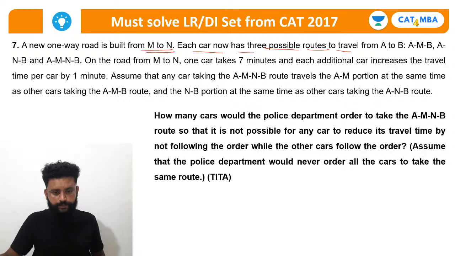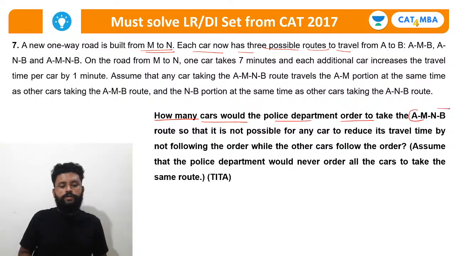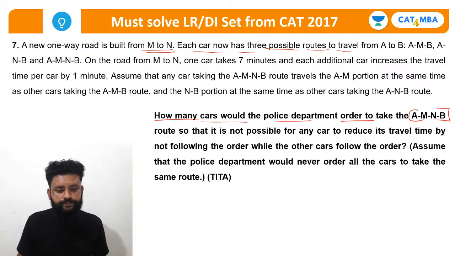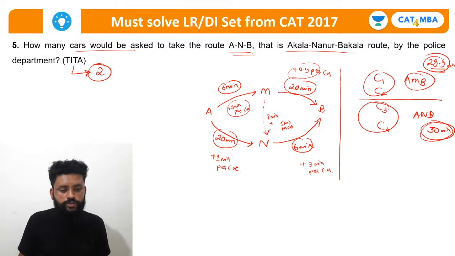We have this. Okay, so how many cars would police department order to take route A and N? वापस से वही कंडीशन से, सो दैट अगर कोई रूल फॉलो कर रहे हैं, बचे हुए 3 लोग रूल फॉलो कर रहे हैं, assume that the police department would never order all the cars to take the same route. Okay, तो सबको सेम रूट लेने के लिए तो नहीं बोलेगा, then how many cars would the police department have ordered to take this route? Okay, let's try this one.